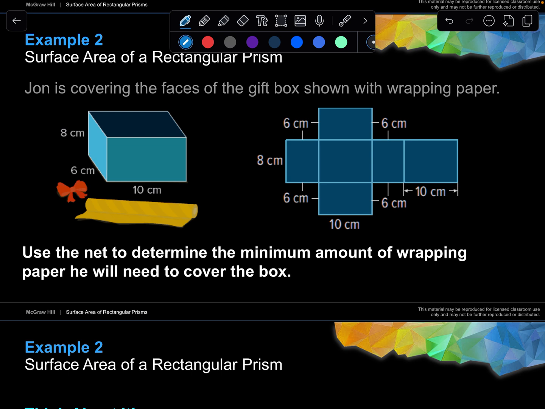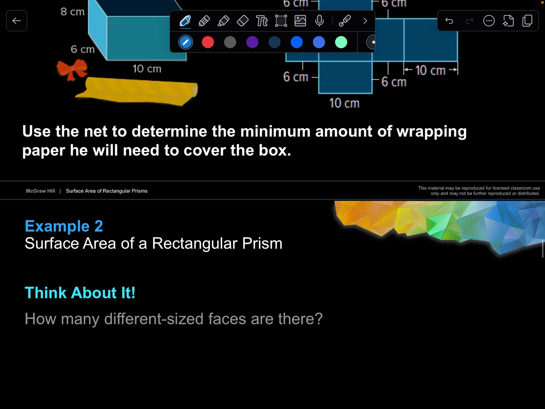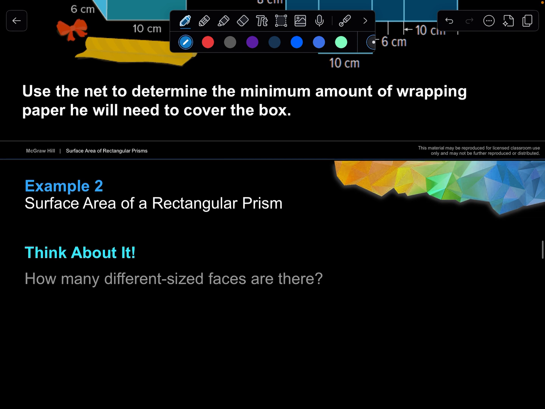In the textbook, you have to come up with a net, and use the net to determine the minimum amount of wrapping paper. So again, when you open it up, this is going to be your net, and we are going to look at each of these sections. Before we go there, how many different sized faces are there? Remember, congruent faces are not different sized. So there are 3 different sized faces, and we're going to use that to our advantage. That's why we do the congruent sides together.